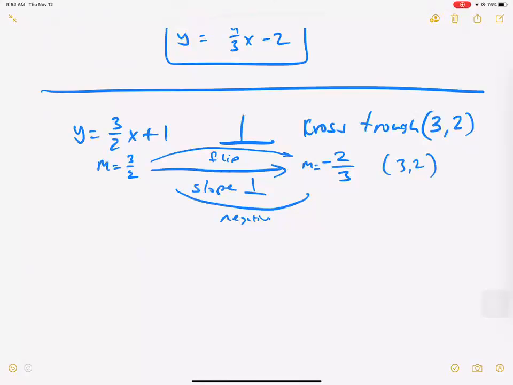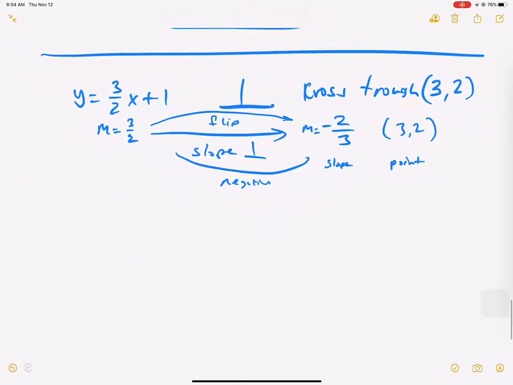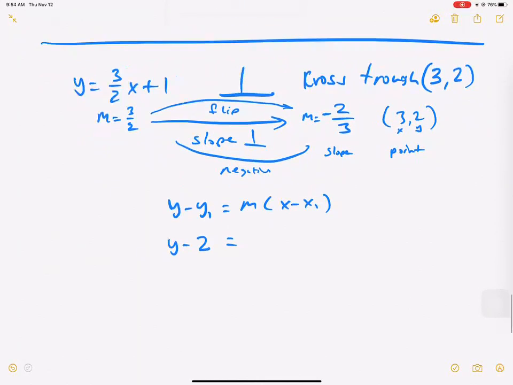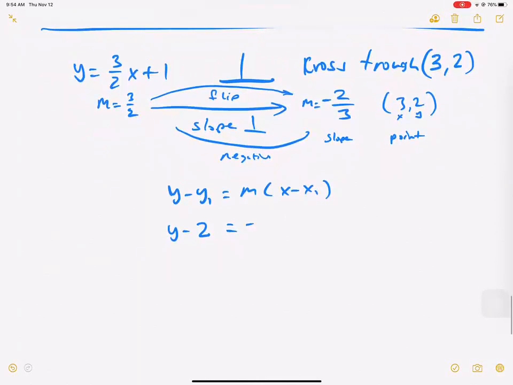So let's set this up. I have a slope and a point. So guess which form I'm going to use? I'm going to use point slope form. y minus y1 equals m times x minus x1. So y minus y1, is that 3 or 2? That's going to be 2 for us. My slope is negative 2 over 3. My x is, remember, my point's x, 3.